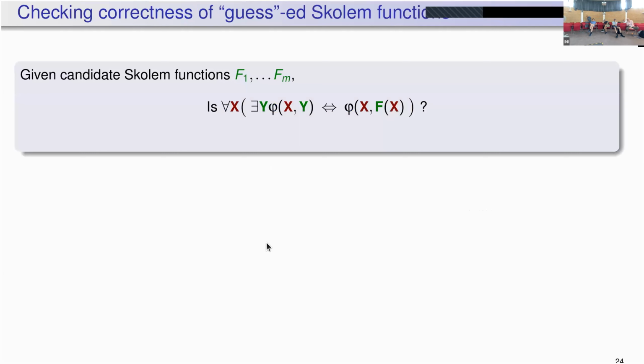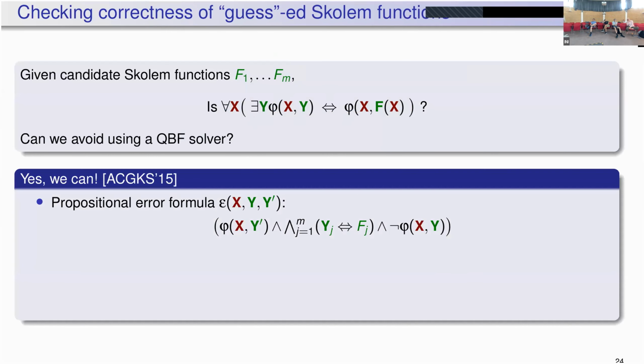In general, we're trying to check, given some candidate Skolem functions, does this hold? This is the definition. This looks like a QBF formula, and it looks like we need a QBF solver to solve this, but it turns out that we can re-massage this formula. And this is what we call an error formula. If this error formula is satisfiable, it means that equivalence doesn't hold.